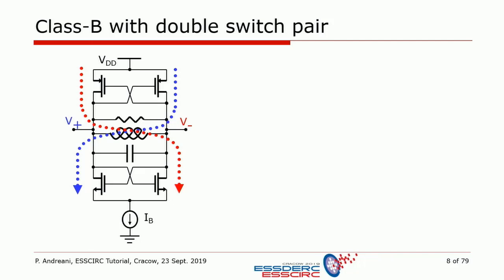So roughly speaking, we get twice as much negative transconductance, or half the negative resistance for the same current. Okay. And because of this, it is extremely popular.